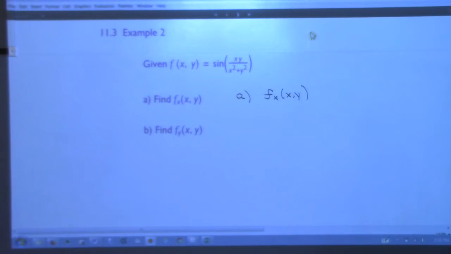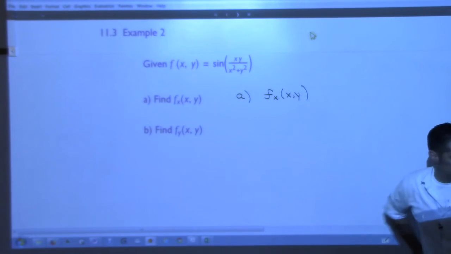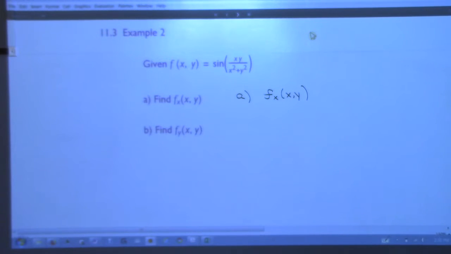All right, so first we're going to take the partial with respect to x. Partial with respect to x. That means we're going to treat y like a constant, right?